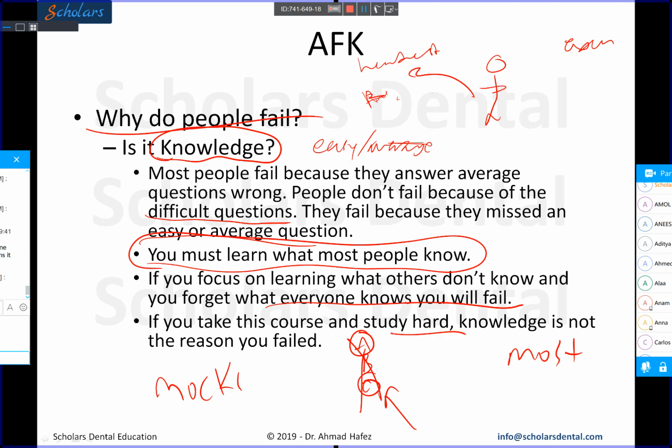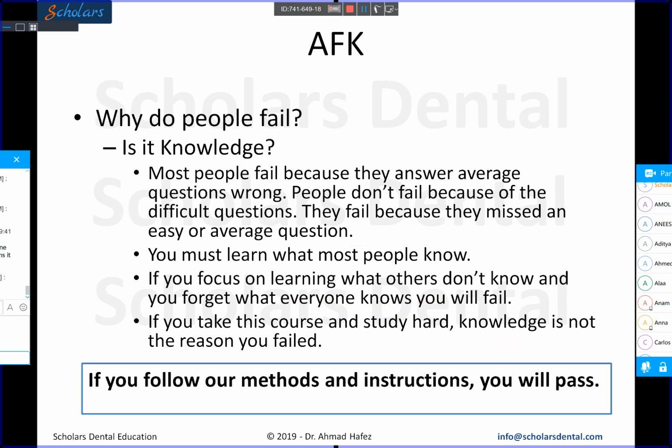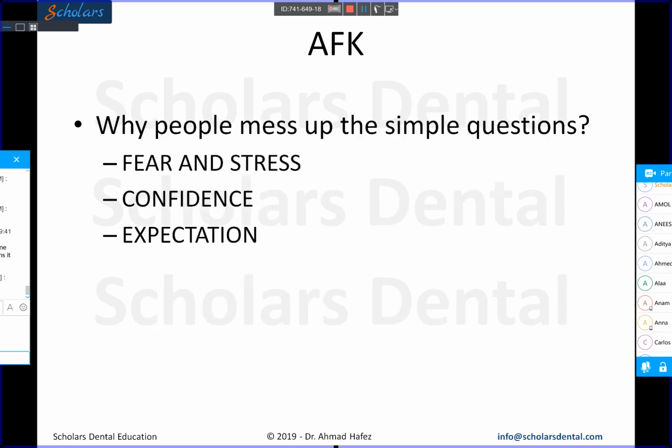And if you take the course and study hard and follow our instructions, honestly, knowledge is not the reason you fail. Okay? So if you follow our methods and instructions, you'll pass. And knowledge is not the reason. And when I say instructions, I mean knowledge-wise and psychologically. And that's how you'll pass. So why do people then mess up questions? Well, really, I found there are three main things: fear and stress, confidence and expectation. Those three things are what really surprise people in the exam and during studying.